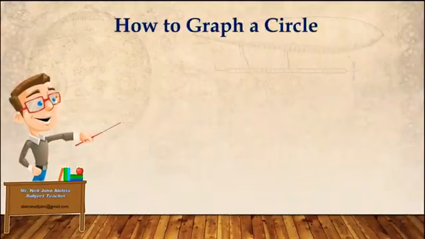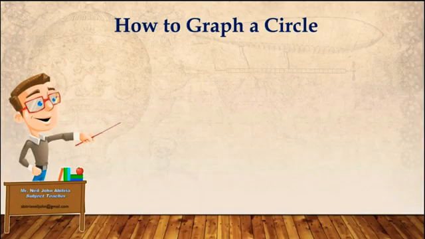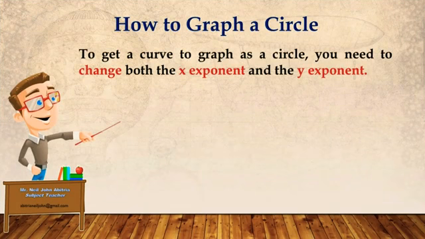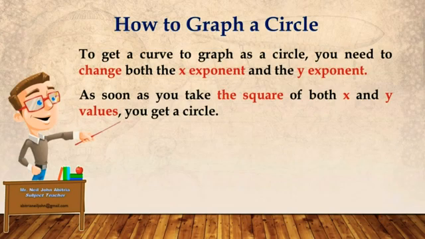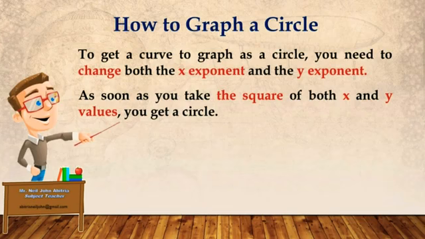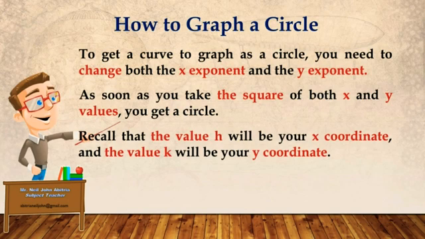Now, let's look at how to graph a circle. A circle can be thought of as a graph line that curves in both its x and y values. To get a curve to graph as a circle, you need to change both the x exponent and the y exponent. As soon as you take the square of both x and y values, you can get a circle. To plot that for yourself, recall the value h will be your x coordinate, and the value k will be your y coordinate. Together, h and k give you the center point.